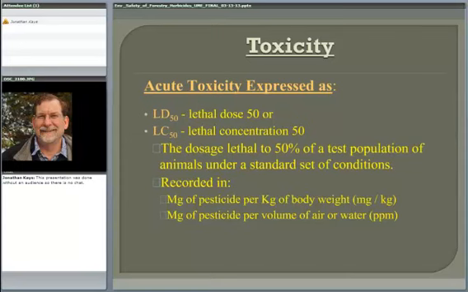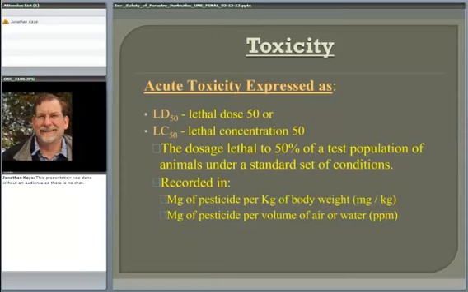Now, acute toxicity is expressed as LD50. LD50 is the lethal dose that it takes to kill 50% of a test population of animals under a standard set of typically lab conditions. And then lethal concentration for other things, for inhalation and things like that. But let's just talk about LD50 for 50% of animals, and it's recorded in milligrams of pesticide per kilogram of body weight that it takes for 50% of the animals in that population to die.